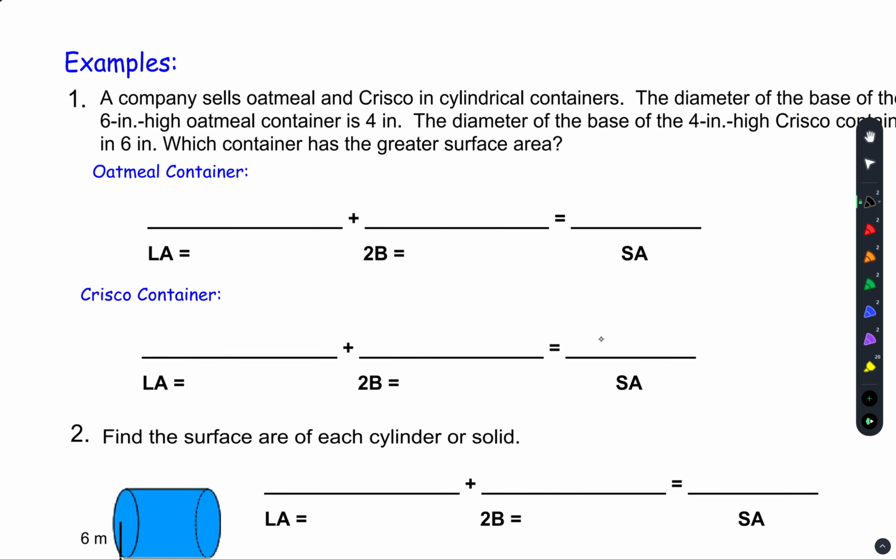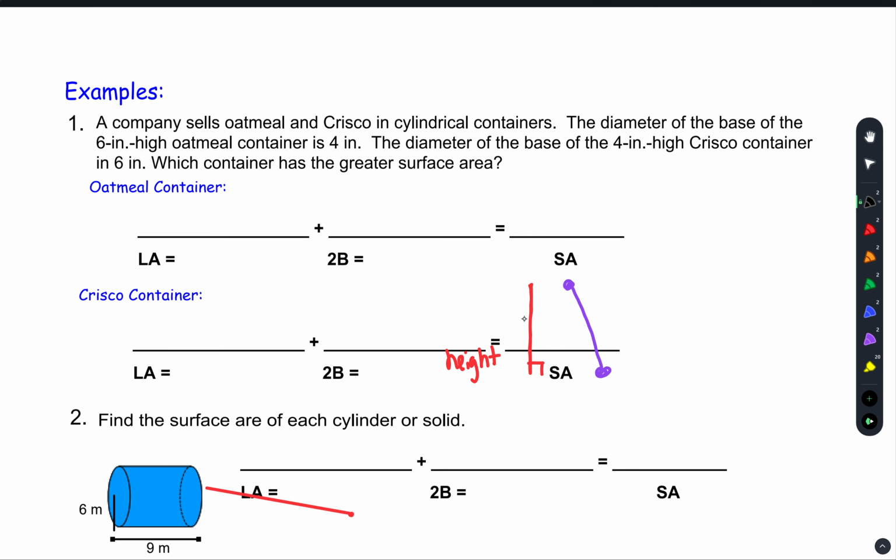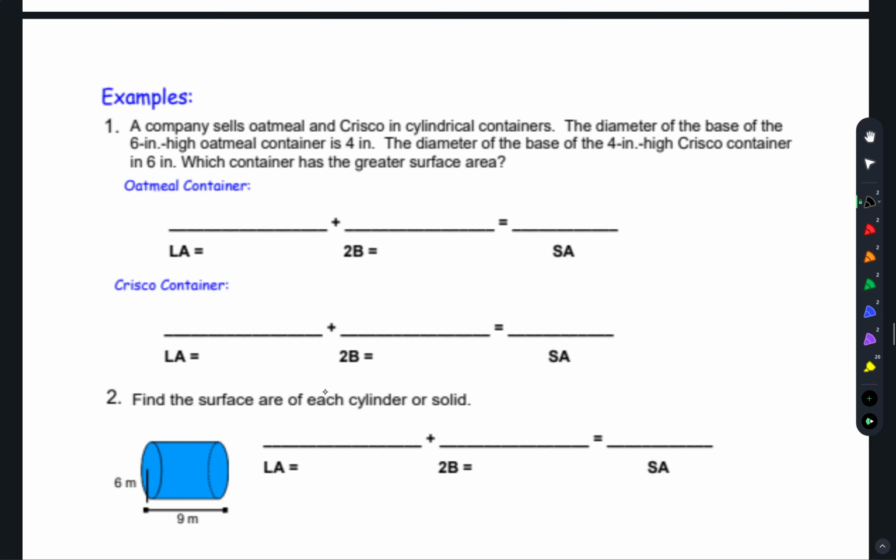Okay, there we go. So let's draw them. The first thing is the oatmeal container. It says the diameter of the base of the 6-inch high oatmeal container. So I know that my oatmeal container is 6 inches high. Let's do that first. And then the diameter of the base of that oatmeal container is 4 inches. And then the same thing for the Crisco container. It says the diameter of the base of the 4-inch high Crisco container is 6 inches. So this one's a little bit wider and it's a little bit shorter. Okay, all good there?